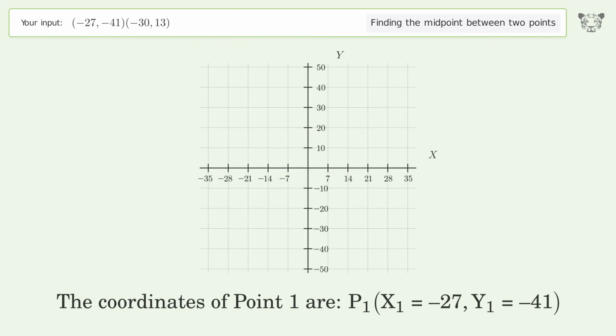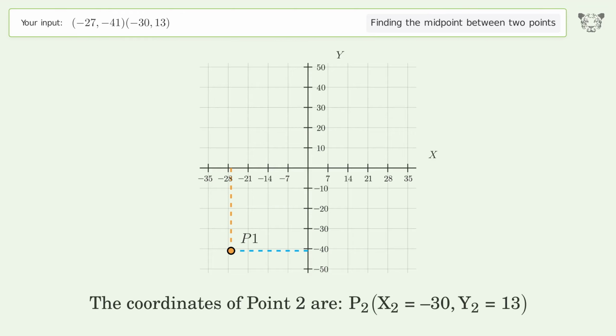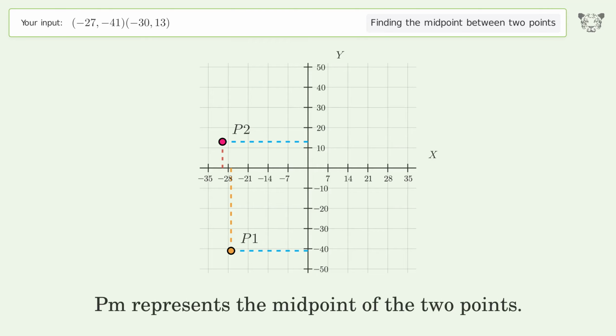The coordinates of point 1 are, x1 equals -27, y1 equals -41. The coordinates of point 2 are, x2 equals -30, y2 equals 13. PM represents the midpoint of the 2 points.